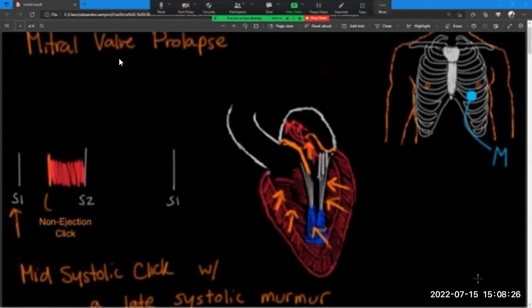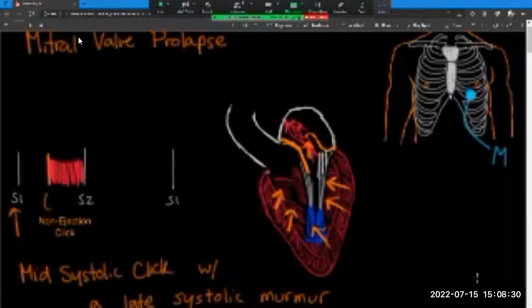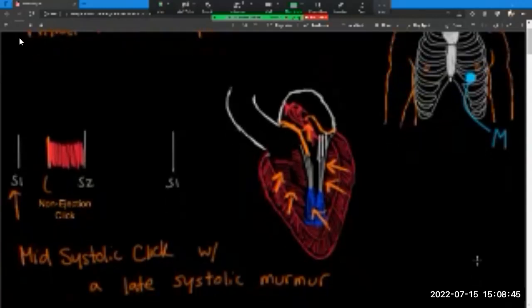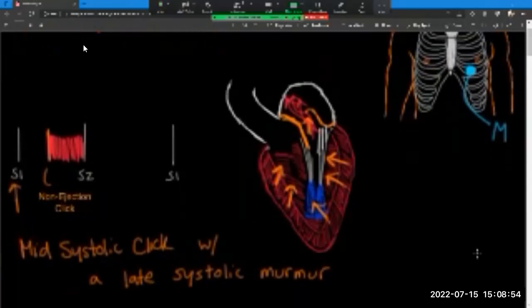So we have the snap of the chordae tendineae or the opening of the mitral valve. So we can hear a click, but it's a non-ejection click because the ejection click is early systolic and here it's mid to late systolic. Then we have a flat murmur. Some textbooks say it's flat, some say it's crescendo, but there's a murmur after. So we can see the chordae tendineae, right?